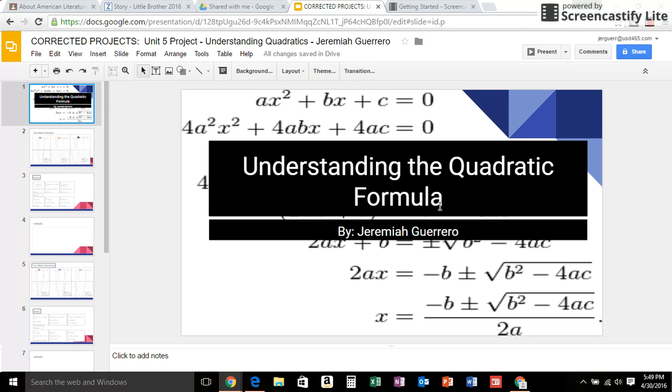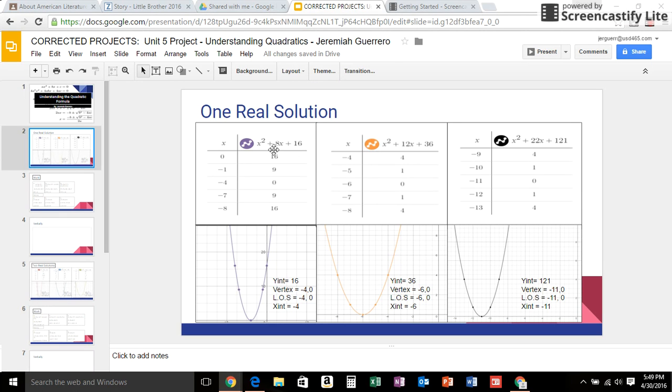Here is my understanding of quadratics and the quadratic formula. For my one real solution, I have my three equations here: x² + 8x + 16, x² + 12x + 36, and x² + 22x + 121. Each of the graphs shows 5 main points: the vertex, the x and y intercepts, as well as other points that correspond with it.